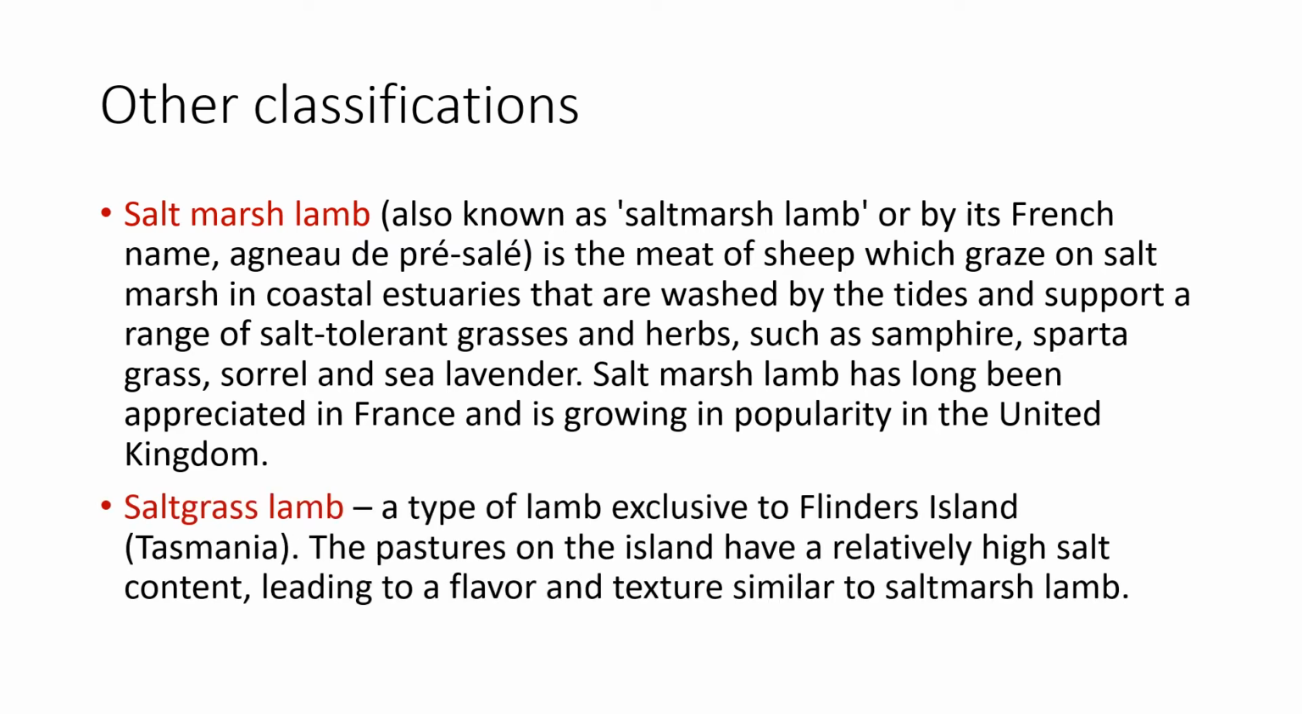And salt grass lamb is also there, which is a type of mutton exclusive to Flinders Island, which is in Tasmania. Tasmania, as you know, is a part of Australia. It is a small island off the main continent. That's called salt grass lamb. Again, the island over here has a relatively high salt content, which gives it a fairly different texture, similar to the salt marsh lamb which we just studied.